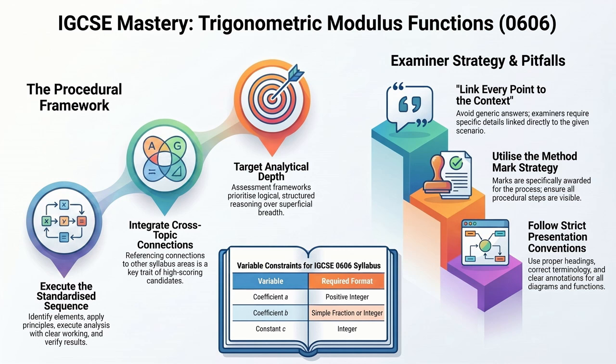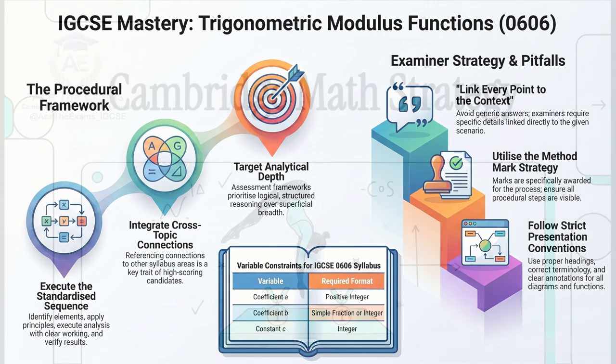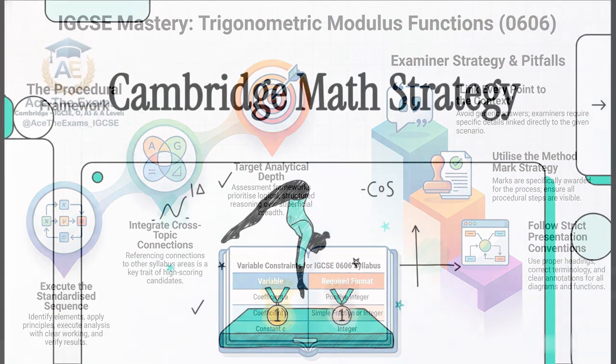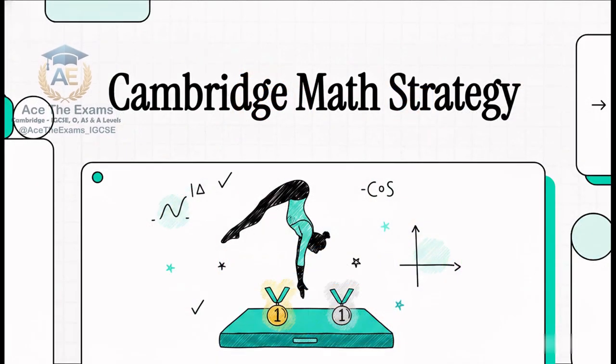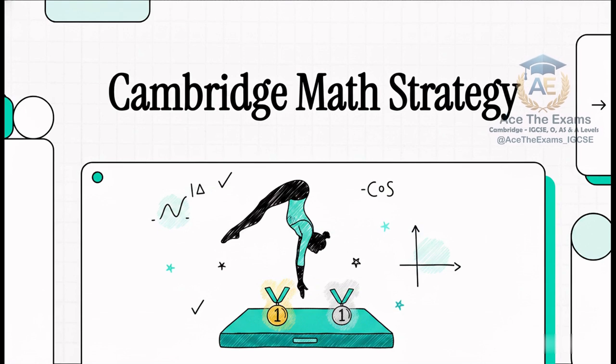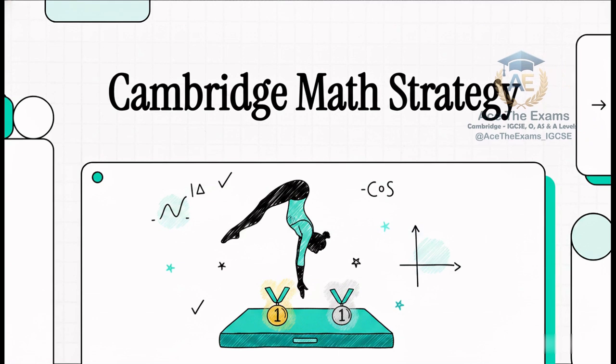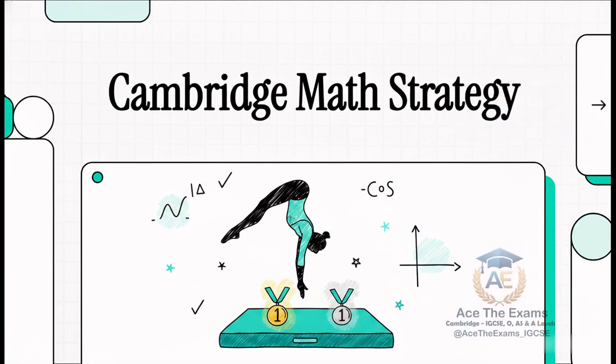Welcome to this explainer. I want you to picture a world-class gymnast competing at the Olympics. The difference between taking home a silver medal and winning the gold isn't about whether they can physically perform a backflip. They all can. It is about perfect form. It's the height of the jump, the extension, and absolutely crucially, sticking the landing without a single tiny wobble.